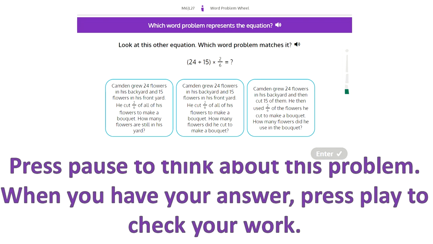We have another. The sum of 24 and 15 times 2/6. Looking for the unknown. Go ahead and pause, think about this problem, and when you think you have your answer, press play to check your work.